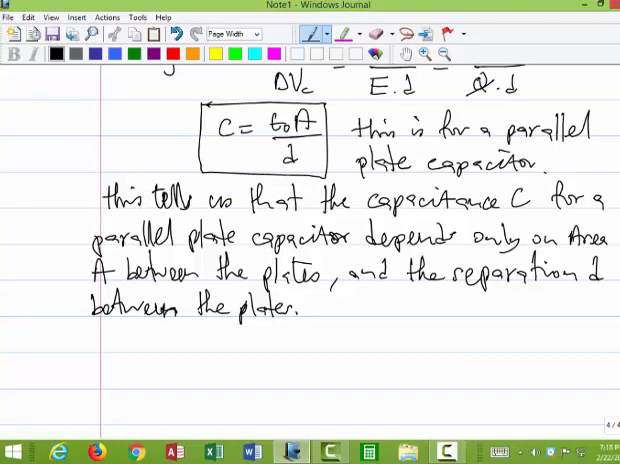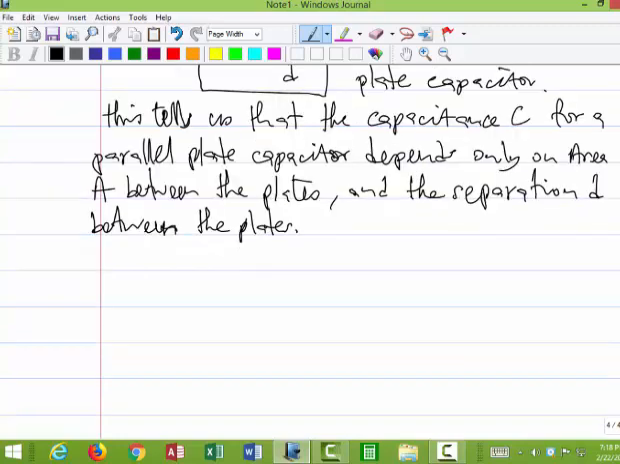So let's look at the next item there, which is forming a capacitor. Sorry, what is D again? D is the separation between the plates. Oh, okay. And A is the area of each plate.